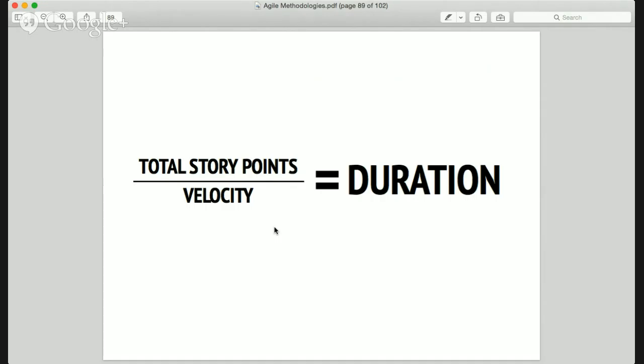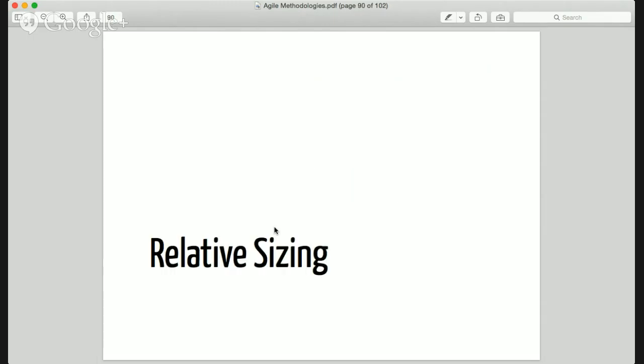Well, we follow this idea from Agile. There's an equation up there: story points divided by velocity equals duration. So actually what I want to estimate is your velocity. But we're going to use this first. The first important point about finding your velocity, finding the story size, is to understand that time is relative.